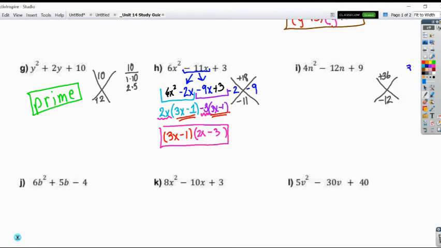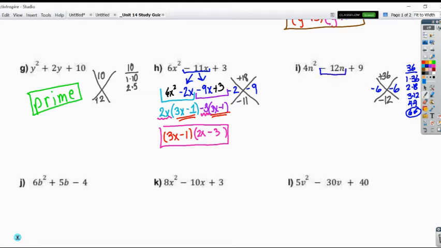Don't be afraid to make a list of numbers if you need some help picking it out, right? 36 could come from a 1 times a 36, a 2 times an 18, a 3 times a 12, a 4 times a 9, a 6 times a 6. There's lots of possibilities here, so you may need to write it down and think about it. I hope you found it. Negative 6 and negative 6 are going to be able to work for us.